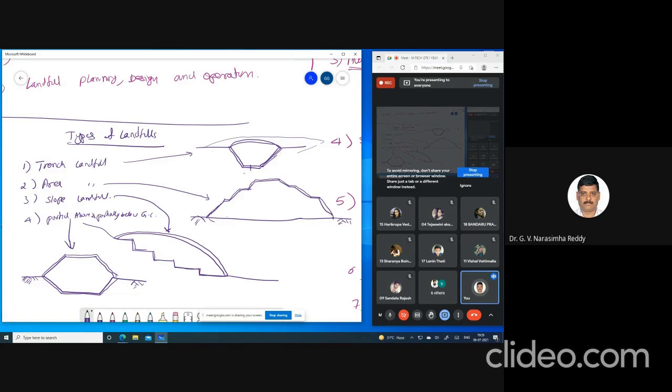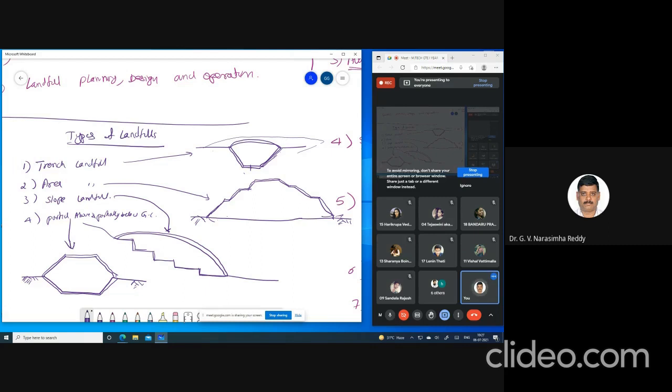But whatever the disadvantages we just discussed in trench landfill will be advantages here. Since it is above the ground level, the chances of leakage will be less, and since it follows the natural topography, the draining of the generated leachate is also easy, right? So that is the advantage. So these two are completely reverse. And coming to the third one, here this is a natural hilly soil, and you want to dump, right?